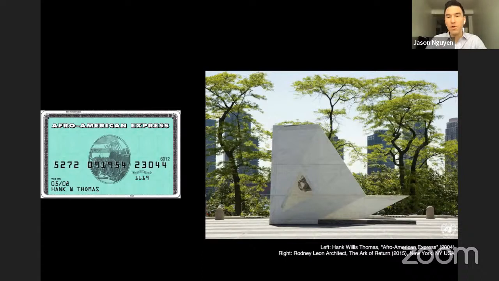One might also consider the architecture of the ship as a form of cultural reckoning, noting its enduring legacy for political works of art and architecture, including pieces by Hank Willis Thomas and Rodney Leon, the architect who was responsible for the Ark of Return, a monument at the United Nations in New York City that commemorates the history and legacy of the transatlantic slave trade. Images such as these illustrate the power and potency of the ship as a symbol of commemoration, the will to not forget, and the pursuit of justice.